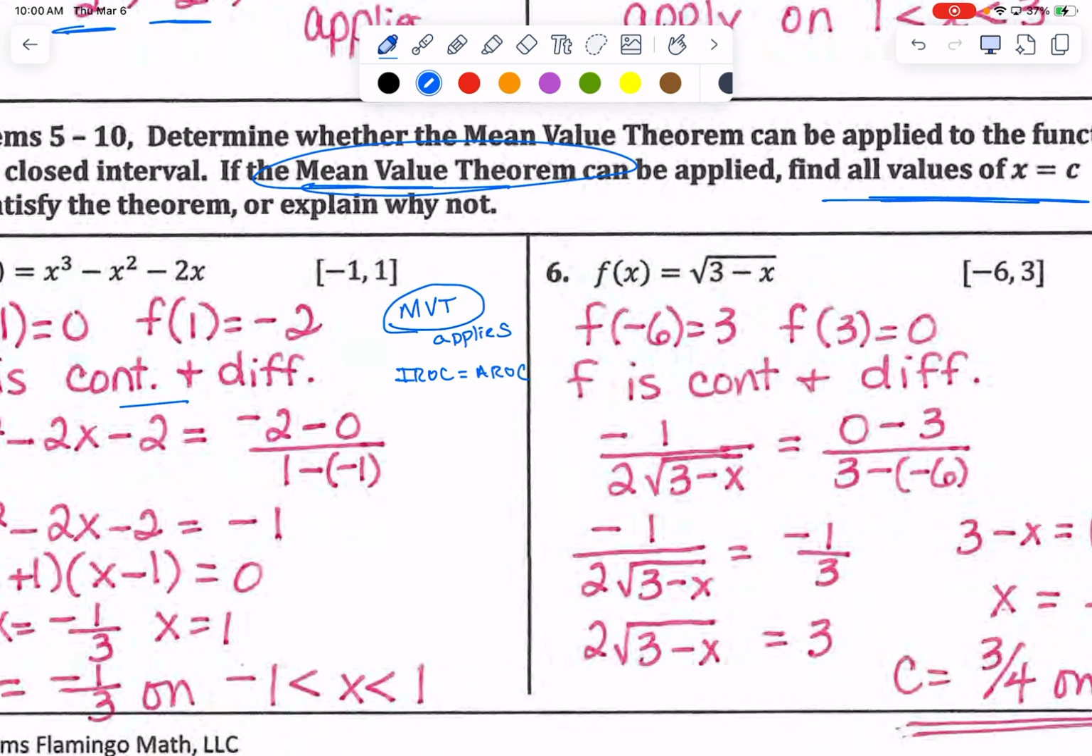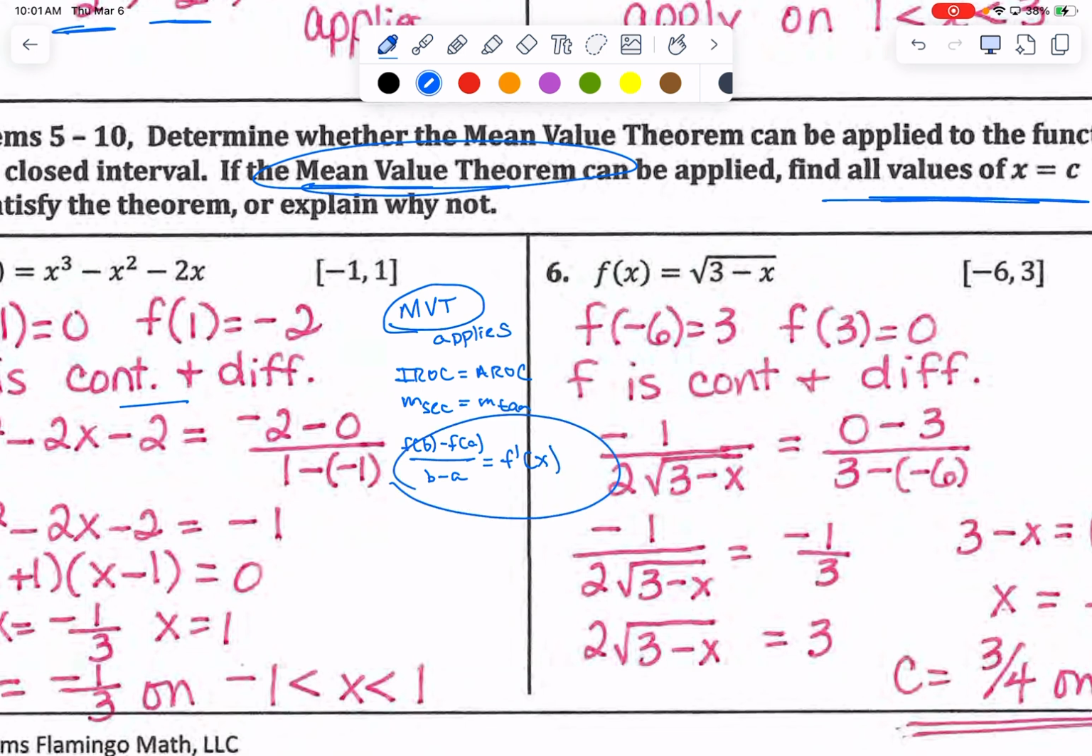That's all you need to know. Mean value theorem: IROC equals AROC. Slope of the secant equals what? Slope of the tangent. Now, analytically, what does that mean? That means I'm going to take my f of b minus my f of a over my b minus a and set it equal to what?